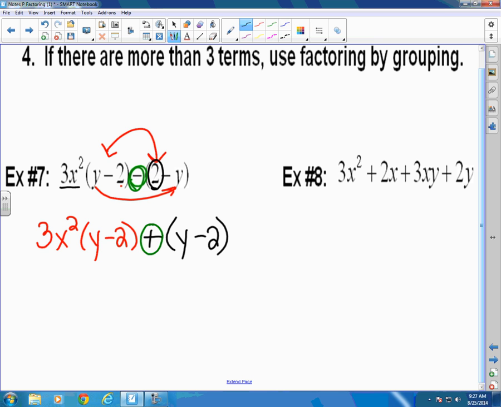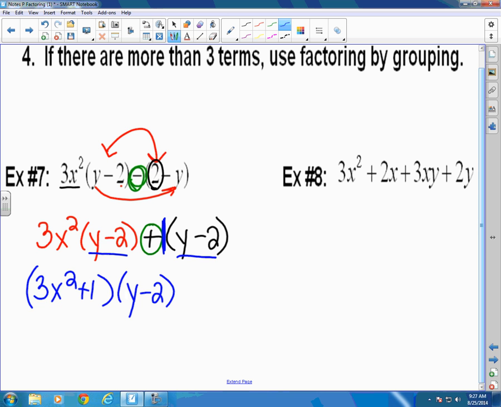The other thing I'm just going to reiterate, which I think you probably already know, but just to remind you, there is a 1 sitting in front of this parenthesis. So now that I'm looking here, I have y minus 2 and y minus 2. Factor by grouping means that you have to have that parenthesis the same. Once they're the same, you can take the 3x squared in front of the first parenthesis and the positive 1 in front of the second and group them together. And then we have y minus 2.